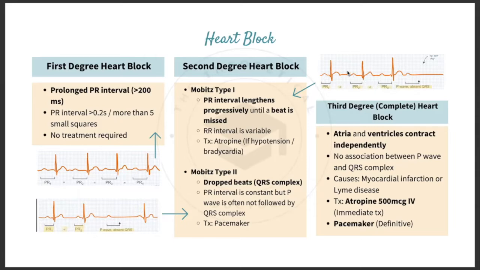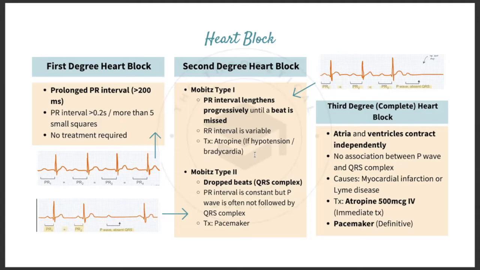The next one is longer than the other one. The next one is longer than the other one until finally a beat is missed. Okay? So when they say a beat is missed, they're basically talking about the P wave is present here. P wave is present, but there's absent QRS. So it's just slowing down, and eventually nothing. In this case, you would administer atropine if there's hypotension or bradycardia.